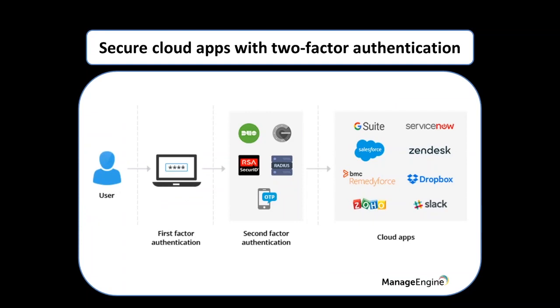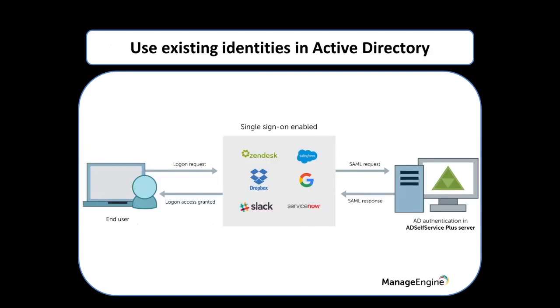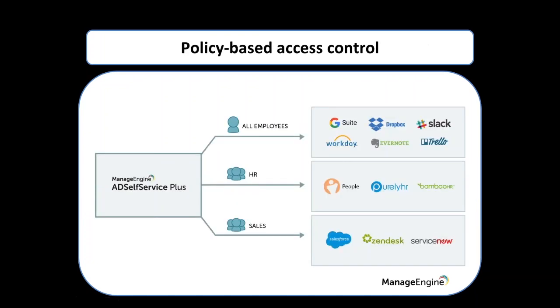So starting with securing cloud apps with two-factor authentication, I just showed you how this works and how, making use of users' identity in Active Directory, we can ensure that users have a successful, seamless access to more than 90 single sign-on enabled applications. And this is done by verification in the AD Self-Service Plus server. And we also saw how we can control policies based on OUs and groups present in the Active Directory.